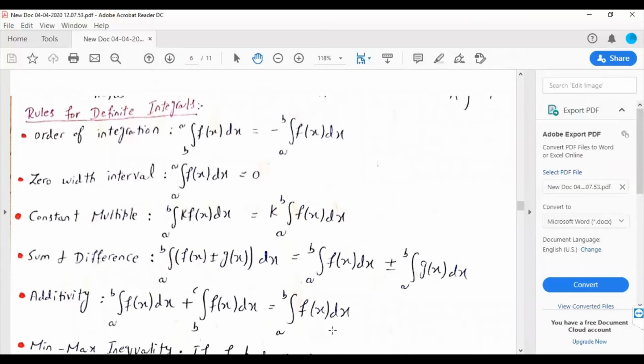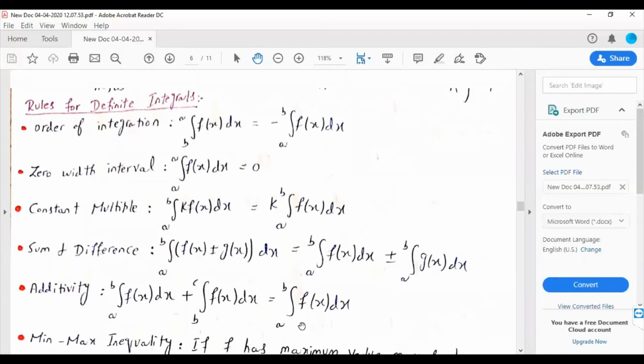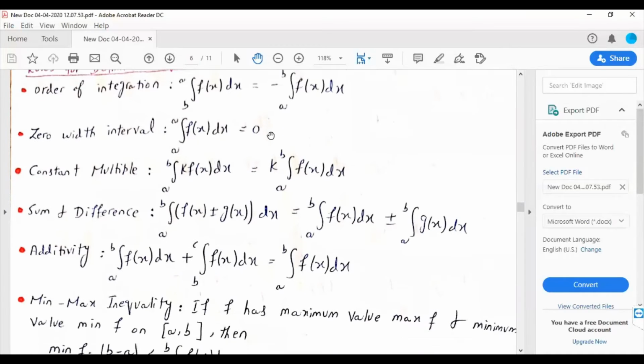Then come the rules for the definite integrals. First is the order of integration. You can reverse the order of integration by adding a negative sign. Zero width interval. If the upper limit is a and the lower limit is also a, then without solving, you can say that as the width of the interval is zero, the area under the curve is zero.